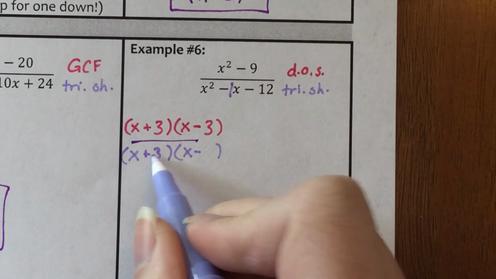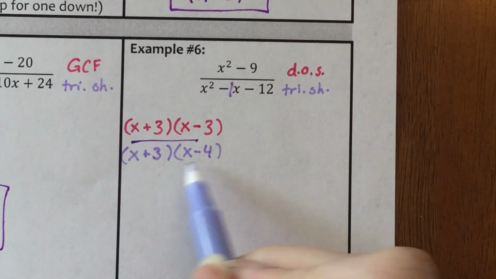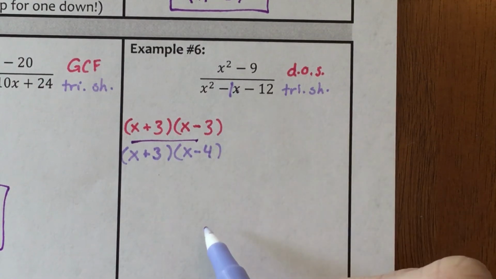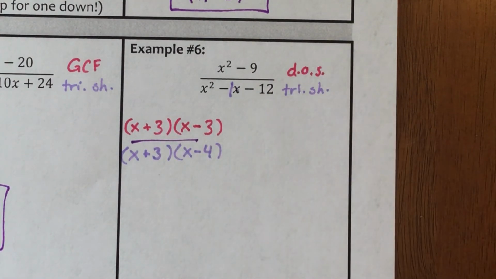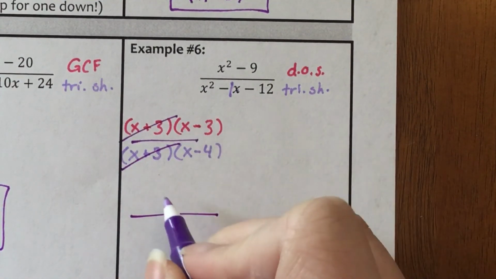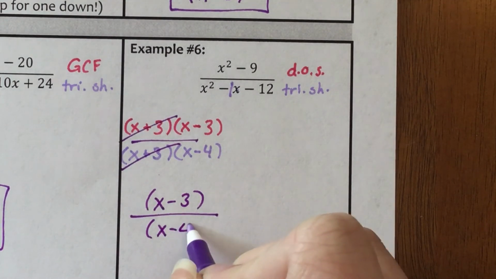So the small number here, big number here, double check it. Negative 4 plus 3 is negative 1. Negative 4 times 3 is negative 12. Awesome. And take a look. We have an x plus 3 on the bottom and an x plus 3 on the top. Cross, cross. Whatever is left on top, keep it on top. Whatever is left on the bottom, keep it on the bottom.